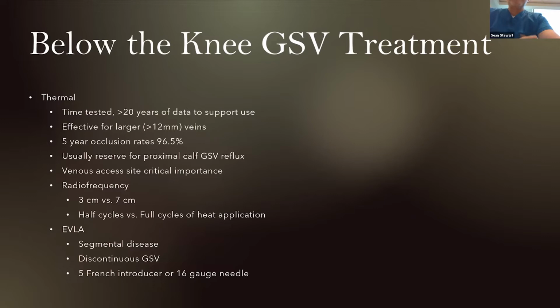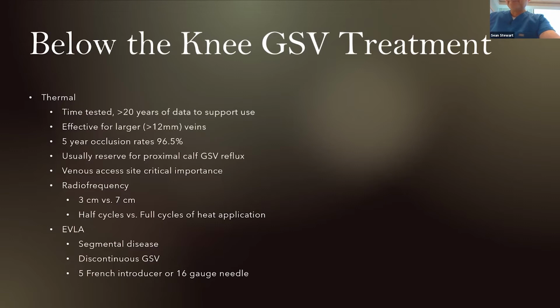With RF, I also sometimes only perform half cycles, meaning I'll apply maybe 10 seconds of heat as opposed to a full 20 seconds of heat if the vessel's real small, or if I'm concerned with thermal burns, or if I'm concerned that the patient may feel some of the heat. Another technique to consider is access distally, but only apply heat to ablate the proximal calf, and then through the catheter or the introducer, you can administer foam into the distal and mid calf segments.